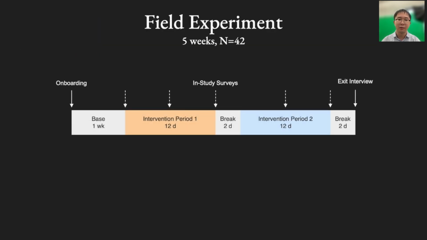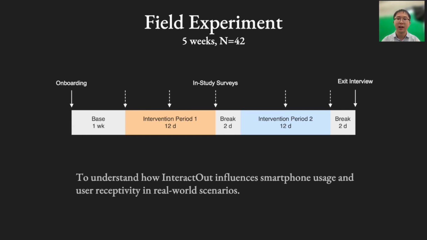We then conducted a 5-week within-subject field experiment with 42 participants to understand how InteractOut influenced smartphone usage and user receptivity in real-world scenarios. The first week was used to measure participants' usual smartphone usage without any intervention, followed by two 2-week intervention stages, each including 12 intervention days and 2 break days. The break days were inserted to investigate the lasting effect of interventions and to reduce the influence between interventions.